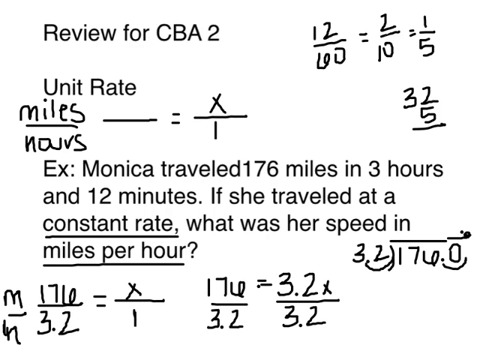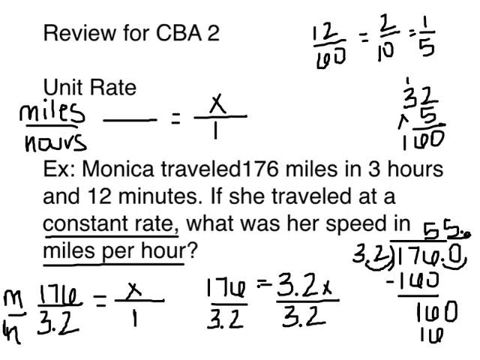32 times 5. 2 times 5 is 10. 3 times 5 is 15 plus 1 is 16. So 160. I'm going to go ahead and put my 5 up top. Subtract. 6 minus 0 is 6. 7 minus 6 is 1. Pull down my 0, so 160. So again, it's 5. So her rate was 55 miles per hour. So X is 55 miles per hour. That's how you do unit rate problems. Make sure you focus on your X and your 1.